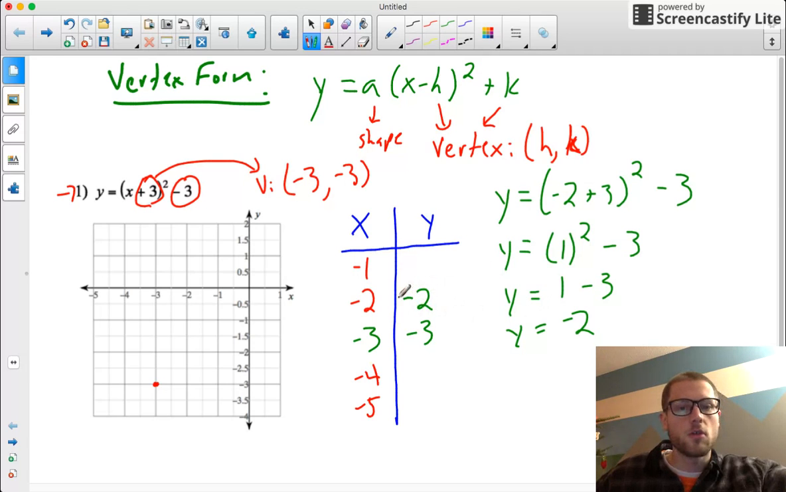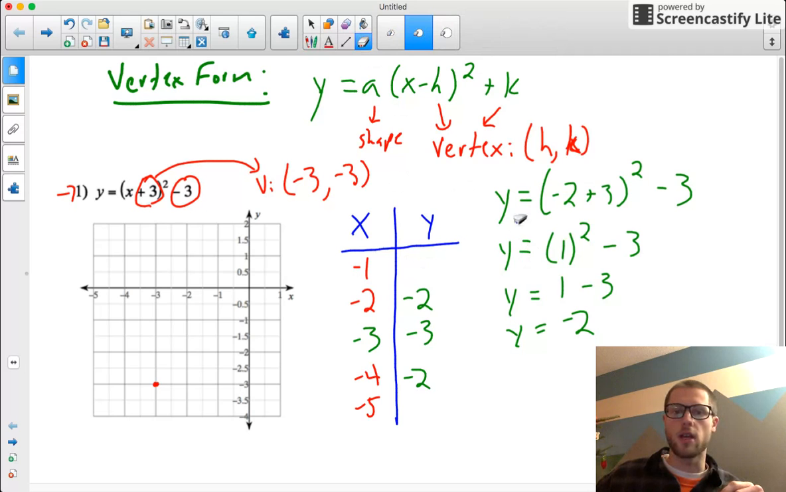And what I also know is these parabolas are symmetrical. So whatever is going to go in this piece here for -2 will also go in here for when x is -4. So that's going to reflect back over itself. So I've just found 2 points by finding that one. So that's great. That's when x is -2.